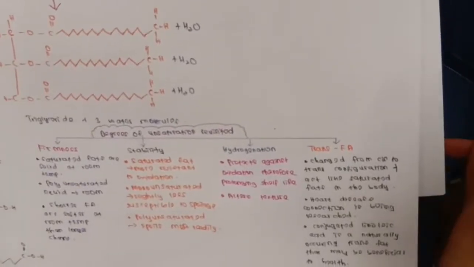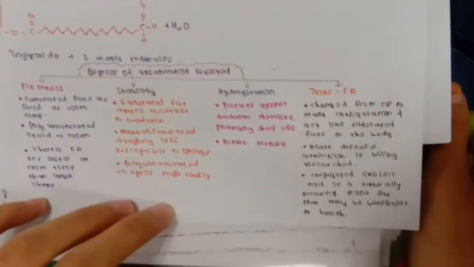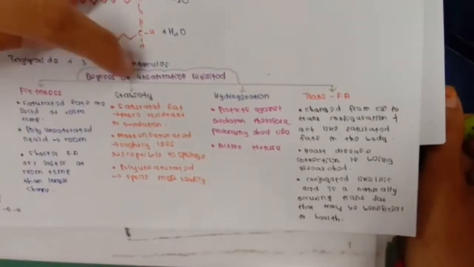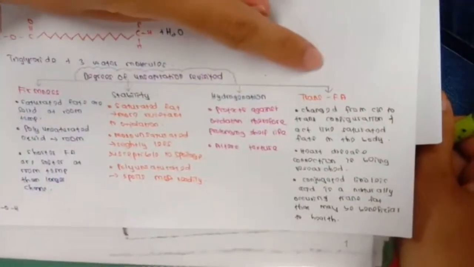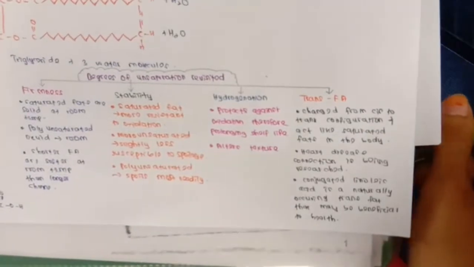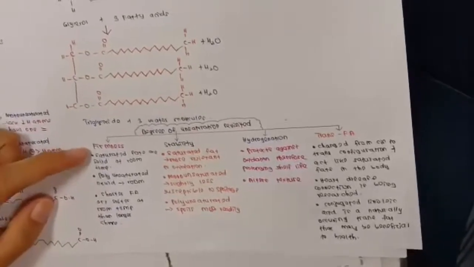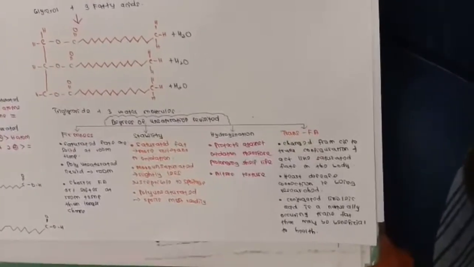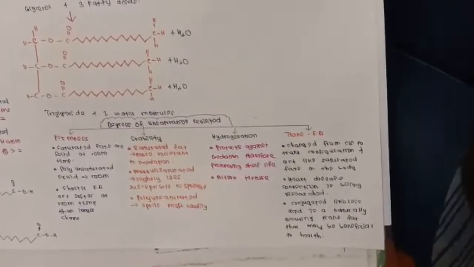Next, degrees of unsaturation revisited has 4 points: firmness, stability, hydrogenation, and trans fat. For firmness, saturated fat is solid at room temperature. Polyunsaturated is liquid at room temperature, and shorter fatty acids are softer at room temperature than longer chains.